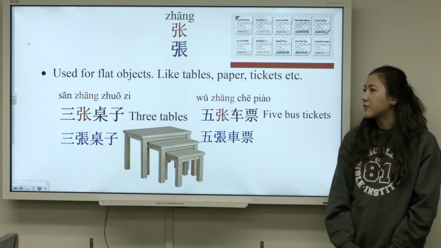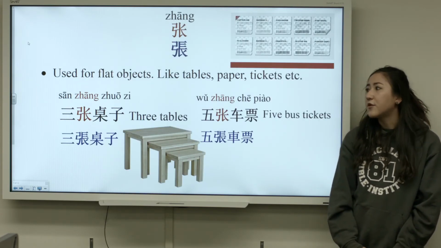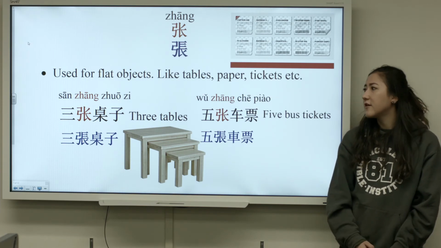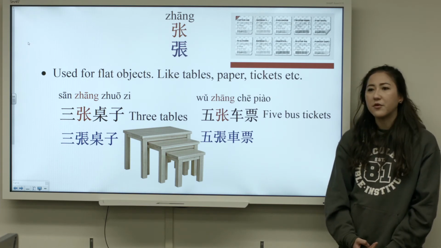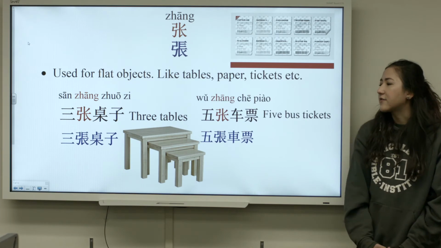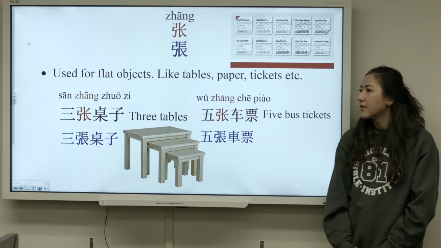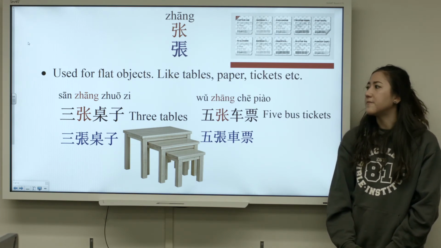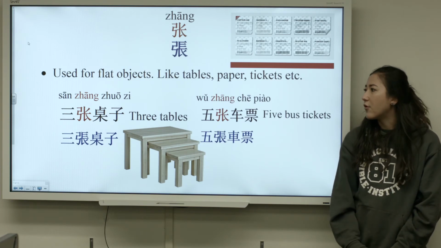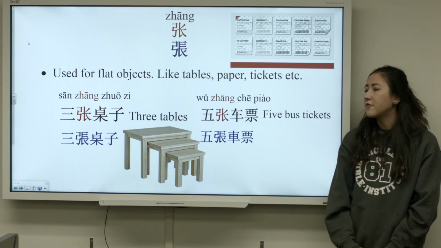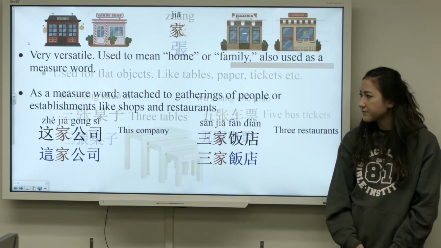And then our next one is 张, and this one is used for flat objects, so like tables, paper, tickets, and that sort of thing. 3张桌子, 3 tables, or 5张车票, 5 bus tickets.